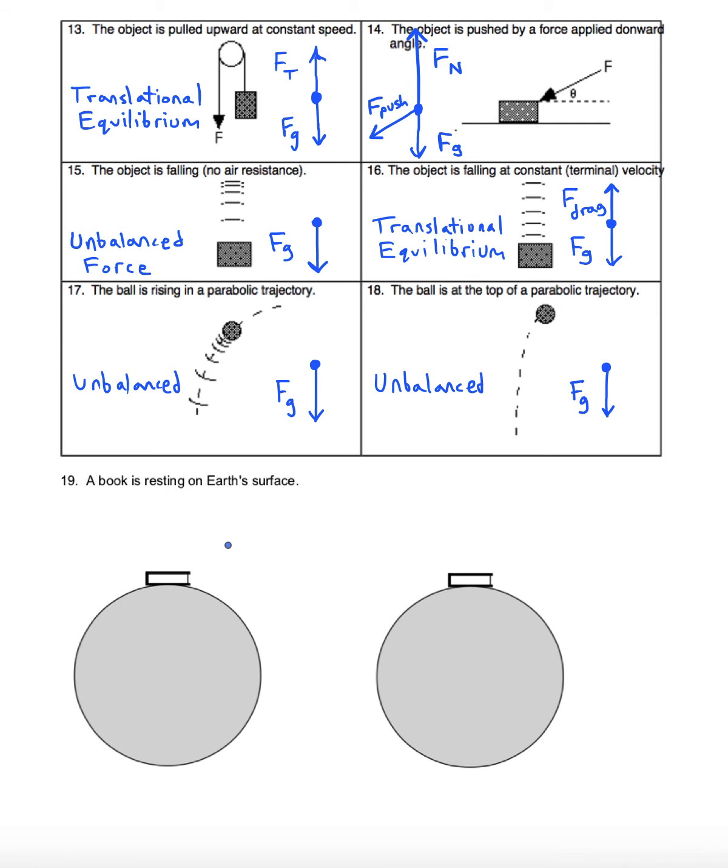Finally, what about a book that's resting on Earth's surface? First, I'll let the book be the system. The book is pulled down by Earth. Earth on book. Simultaneously, though, the Earth stops the book from falling into itself with a normal force.